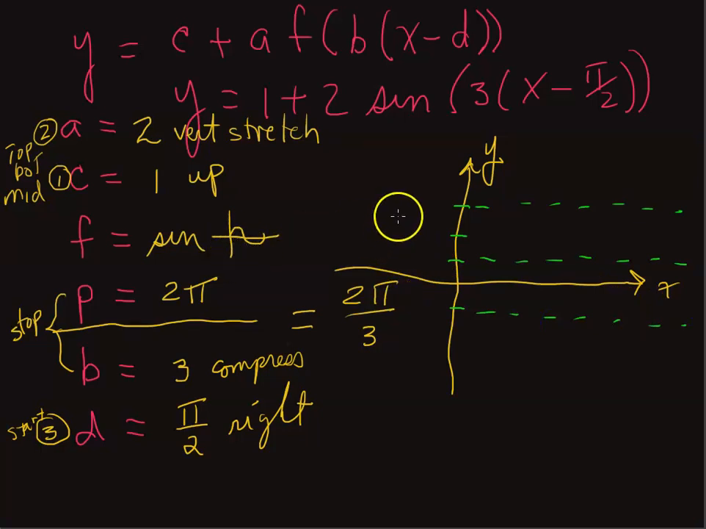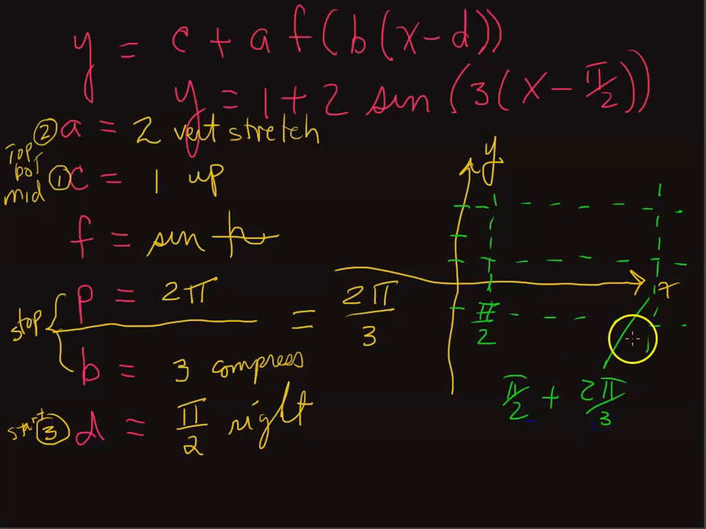Normally, the sine curve starts here at the y-axis at 0, 0. Now, it's going to start pi over 2 units to the right. This is the new starting point. And normally, it ends 2 pi units later, but now it's going to end 2 pi over 3 units later. So what is that point? It is pi over 2 plus 2 pi over 3.